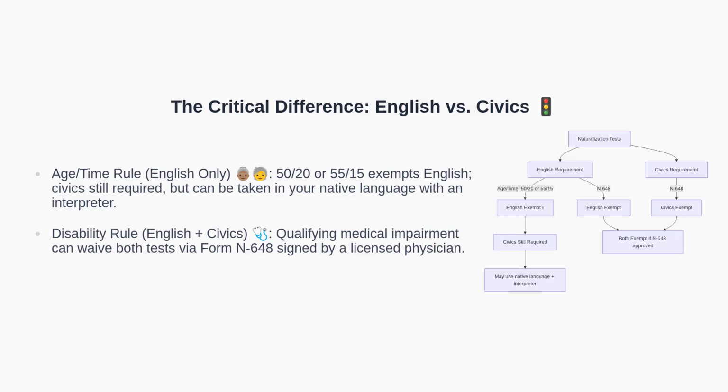By contrast, a disability-based exemption can waive both English and Civics if a licensed physician certifies a physical or developmental disability or mental impairment that prevents learning or demonstrating this knowledge. This requires filing Form N-648 and having it properly completed.